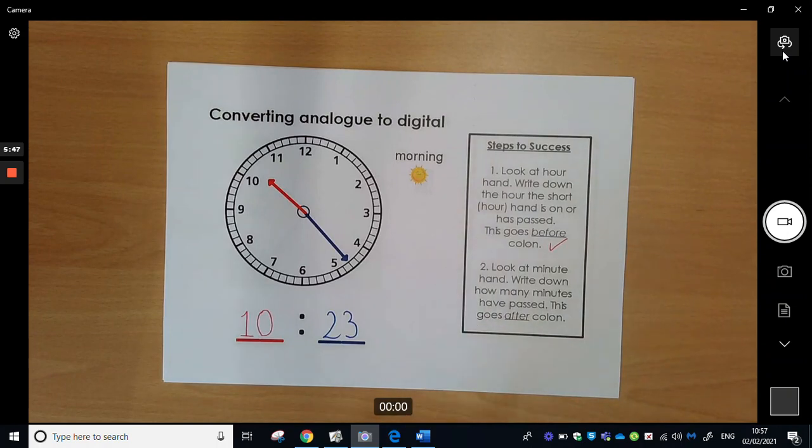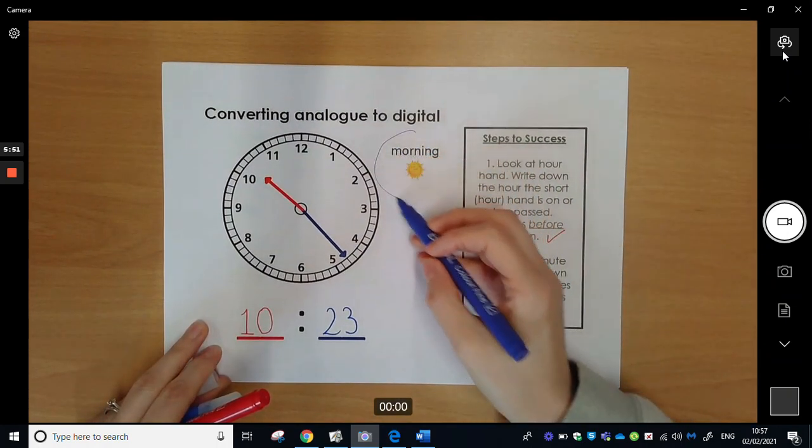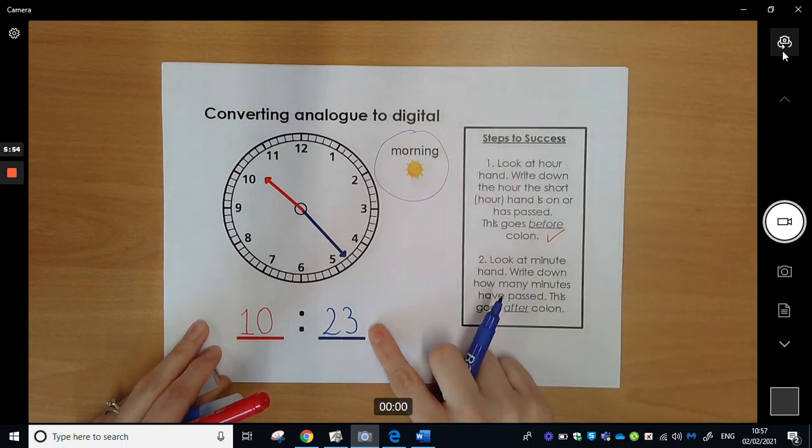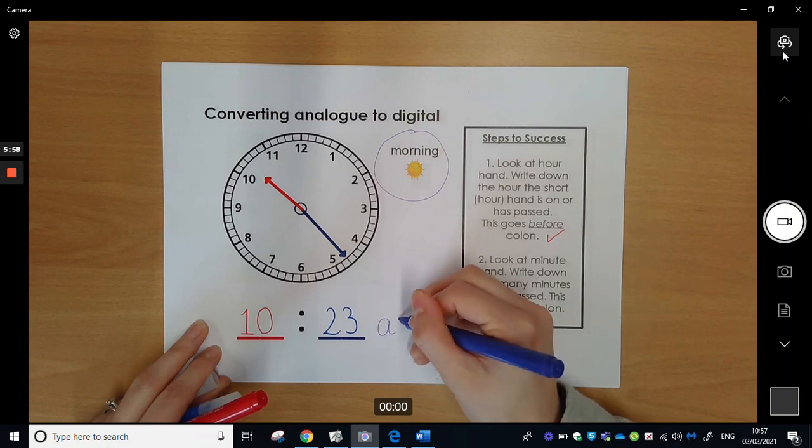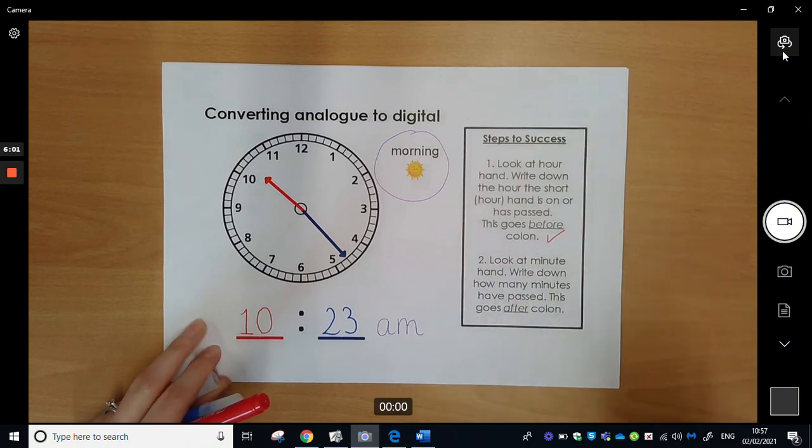10:23. There's really one important thing that I need to include on the end. I know that it is morning. So I need to say whether it's AM or PM. So this is the morning when we're in school, about to go to break time. It would be AM.